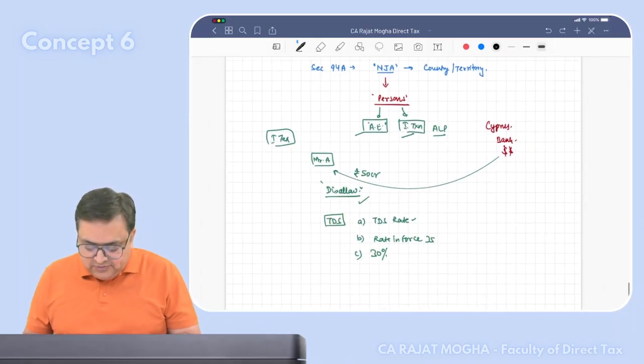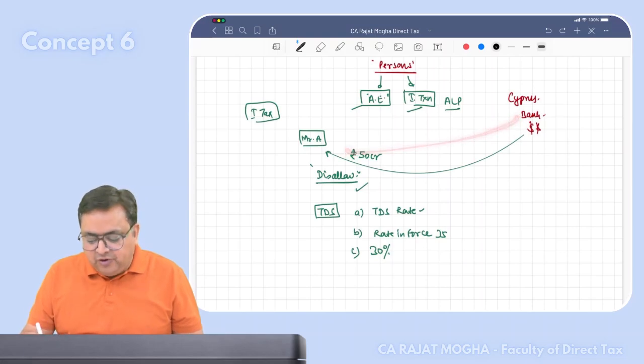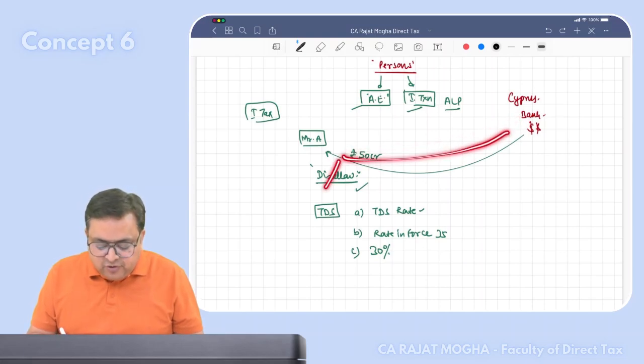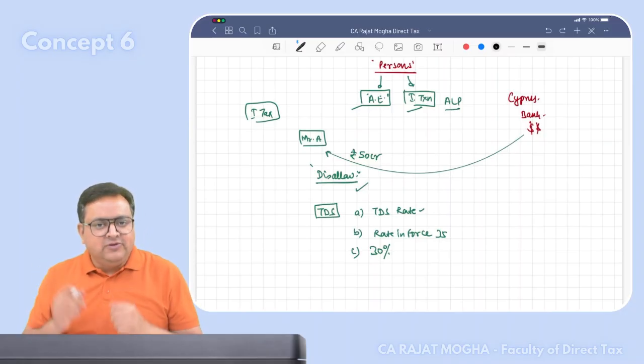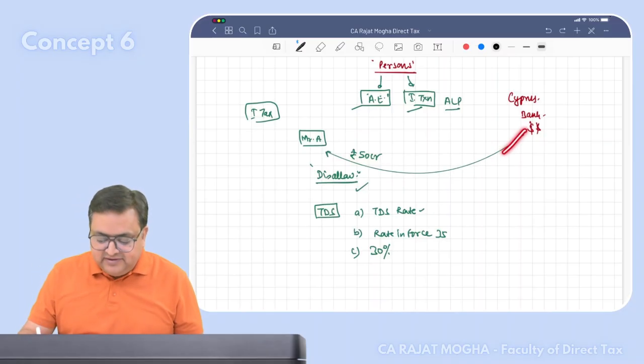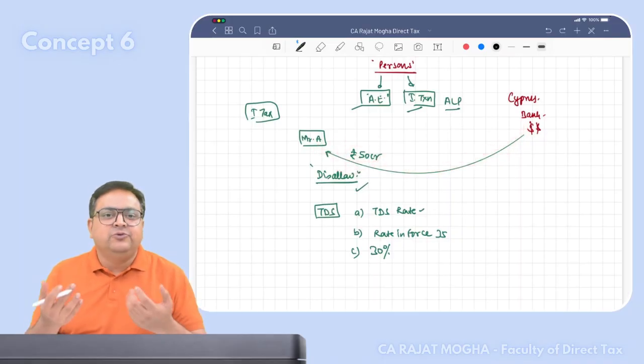Understood? So this would be the TDS rate. Correct? Now, if you will not declare, if you will not be able to justify the source, then we will not allow any expense to you. Now people will say, okay, don't allow the expense. At least he has brought the money now. So he is more concerned with bringing the money in India. So he said, don't allow the expense.